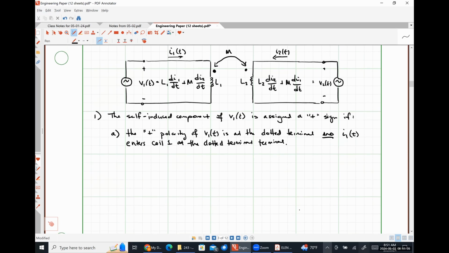So let's look at the situation that we have right now, okay? Here is the positive polarity of our voltage V1. It is on the dotted side. So the positive polarity of V1 is at the dotted terminal. That part is true. And the current I1 is entering the coil at the dotted terminal. So the current I1 is flowing around the loop in this direction, so it does enter the dotted terminal, which is why that L1 times di1 by dt has a positive sign. Okay.